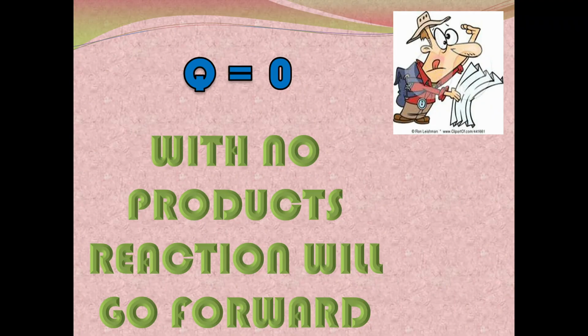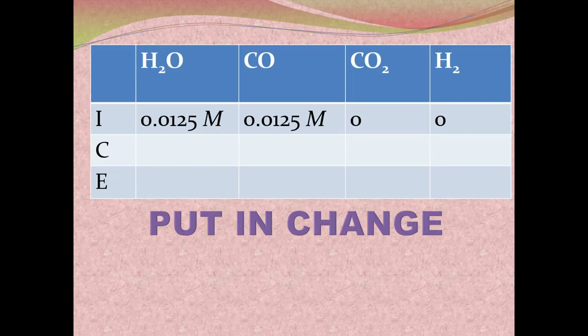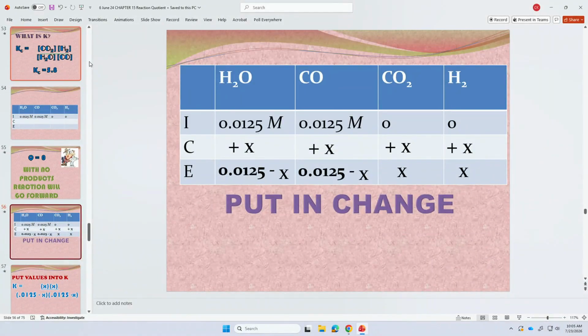Anytime you have zeros, hopefully the zeros are on only one side. It's going to go to that side. So I know it's going to go forward. So whatever is on my product side, the CO2 and the H2, has to be positive. Whatever on the reactant side has to be negative. But positive what, negative what? No idea. X. I don't know what these change values are. So I'm going to put X, I'm going to put X, and on this side, it will be minus X.